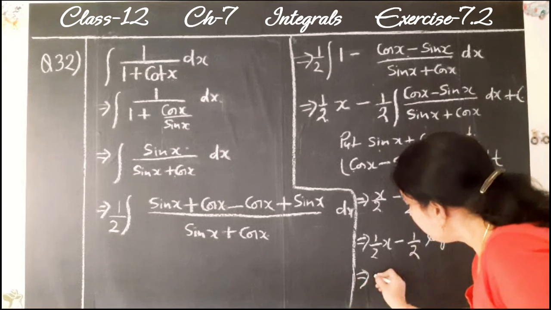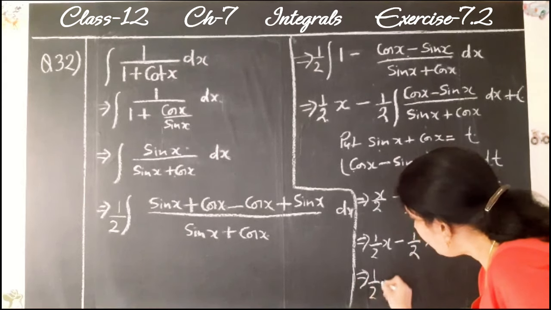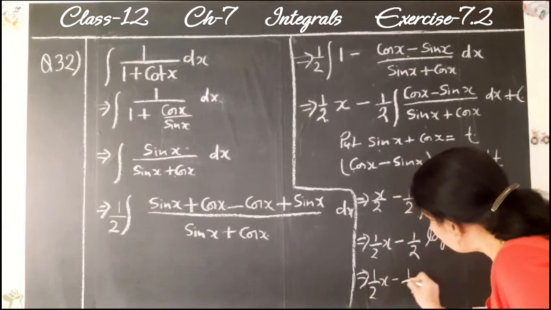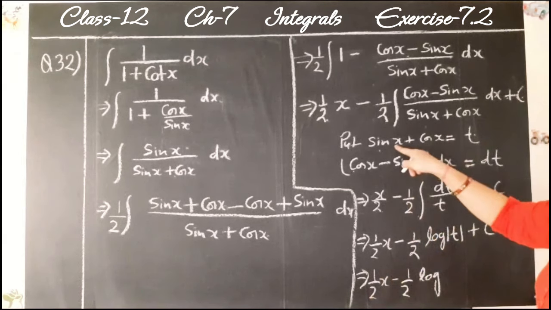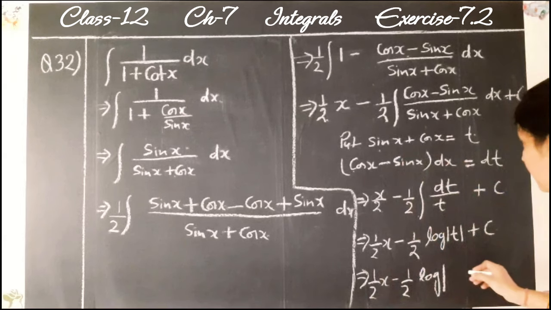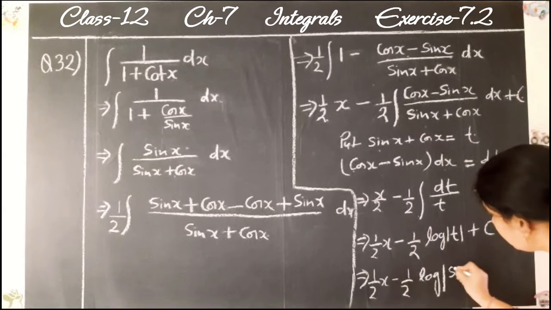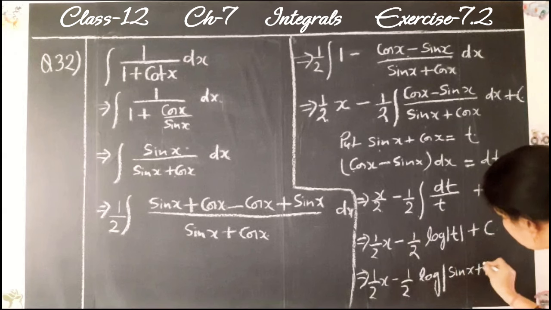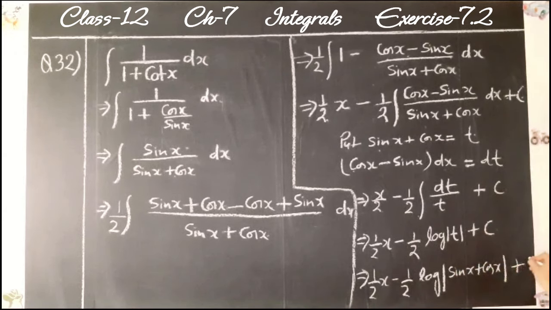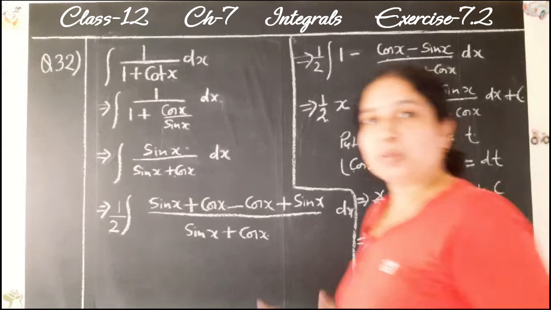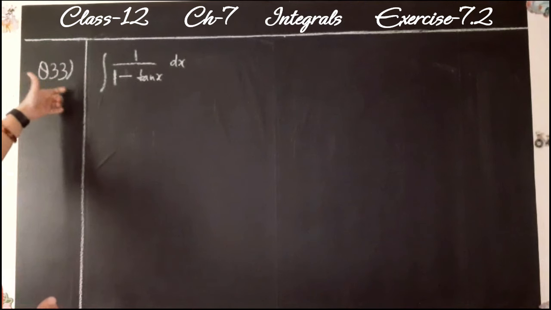Then it will be 1 by 2 x minus 1 by 2 log, put the value of t, t is equal to sin x plus cos x. So write here sin x plus cos x and write this constant as it is. So this is our answer. I hope you understand. Let's see question number 33.